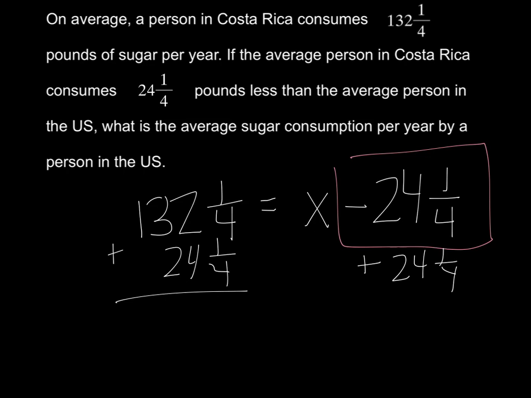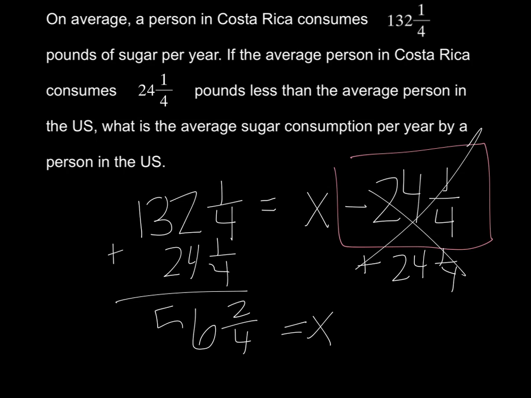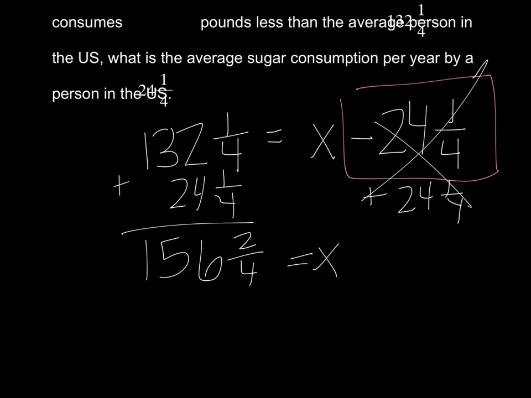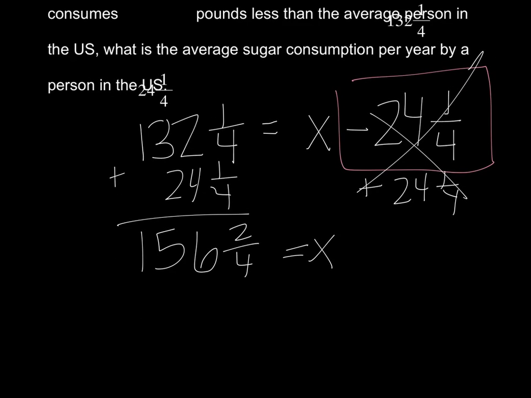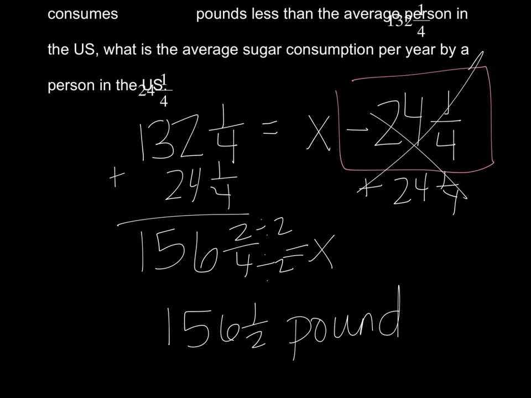Oh, common denominators already. We get a 0 here, so I'd get x equals 1/4 plus 1/4 would be 2/4. 2 plus 4 would be 6. 3 plus 2 would be 5. Bring down my 1. 156 and 2/4 pounds. But we do need to reduce. I could divide by 2, divide by 2. So I'd get 156 and 1/2 pounds of sugar.